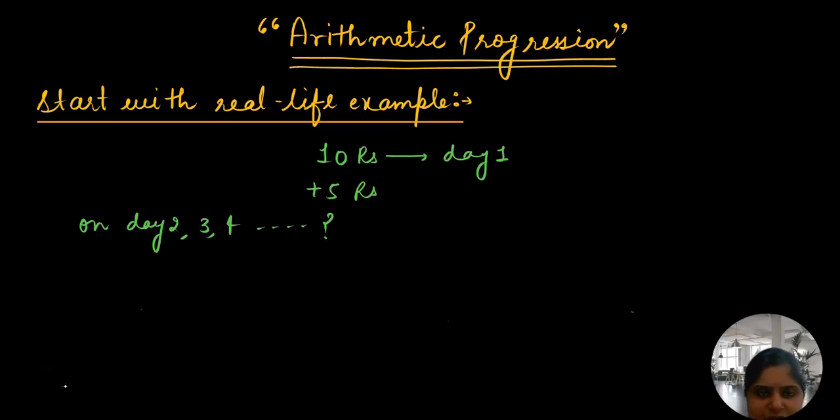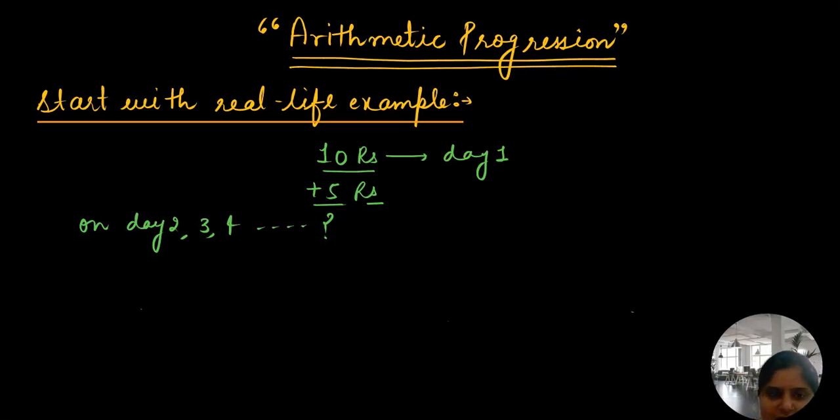Hello everyone. In today's session, we will discuss what is arithmetic progression. So let's get started from a real life example. Suppose I started saving 10 rupees on one day, and each day I increase the amount by 5 rupees. So can you tell me how much will I save on day 2, 3 and 4 and so on?